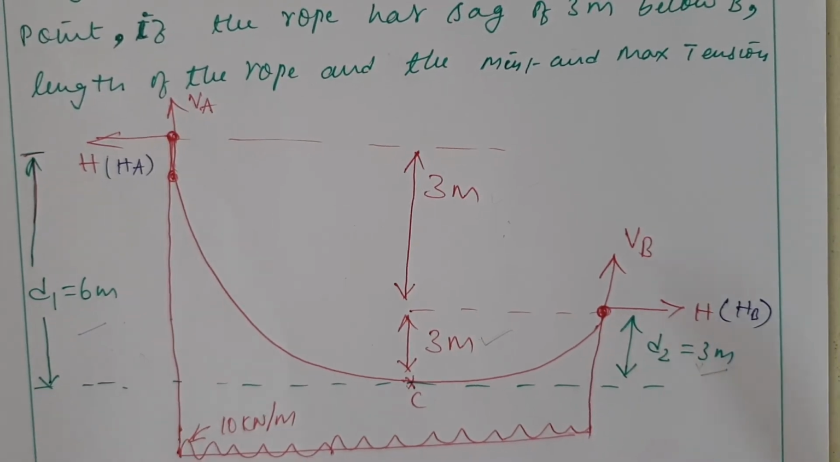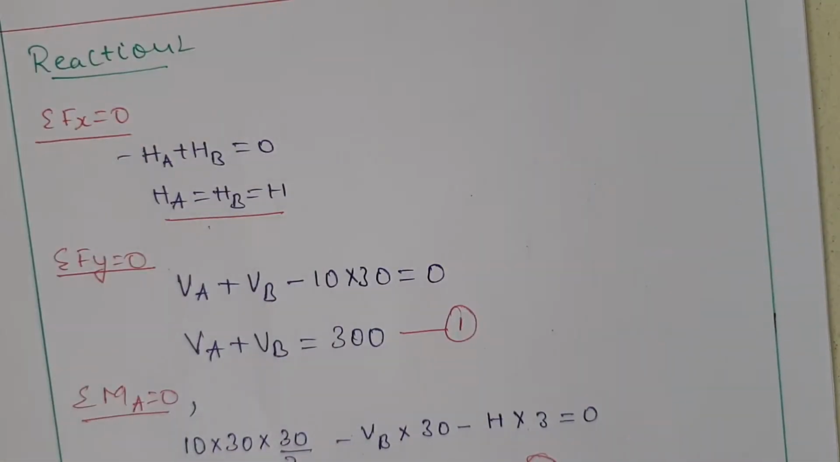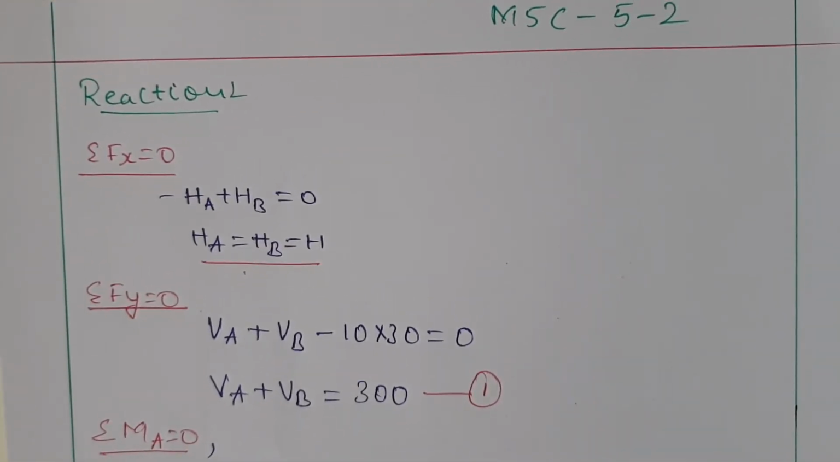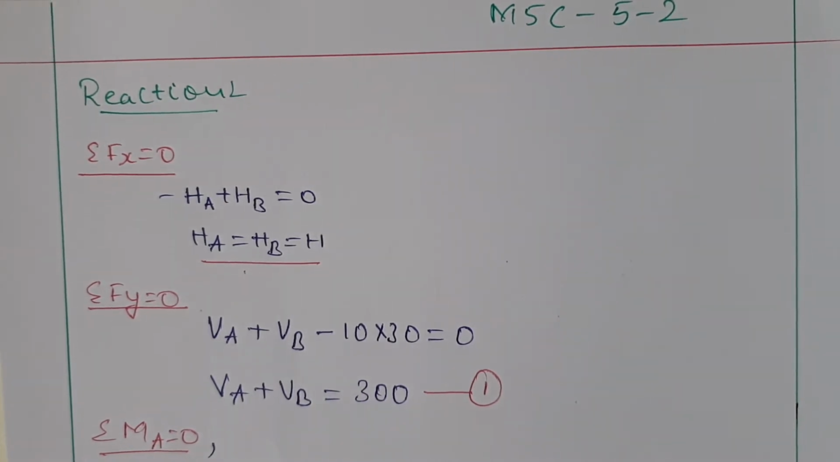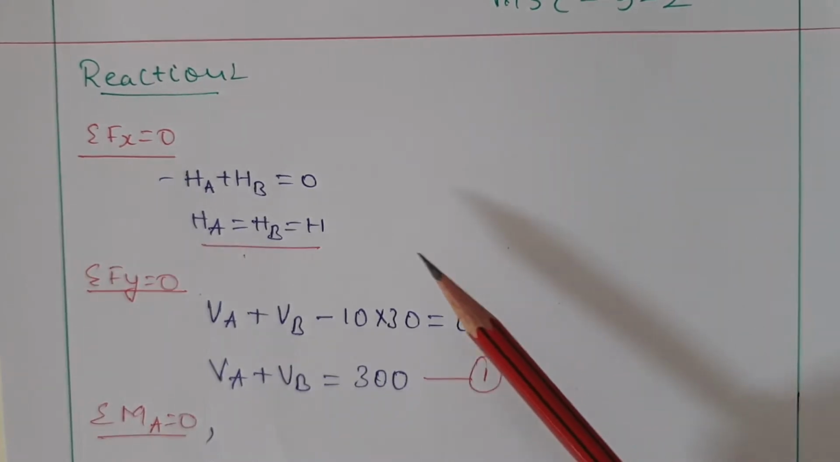Clockwise positive, anti-clockwise negative, we are considering. It will be the same as an unsymmetrical problem, or difference in supports in arches. Whatever procedure we followed, it will be the same to find the reactions even for the arches. So I'm applying the equilibrium condition.